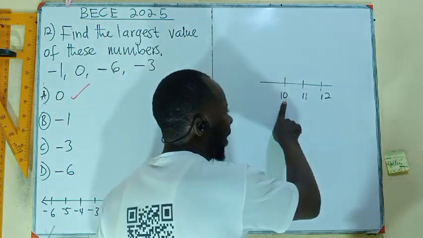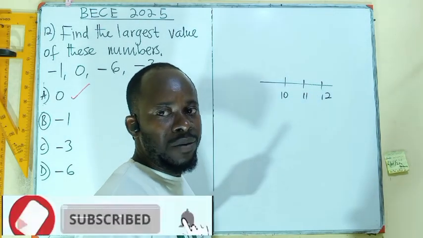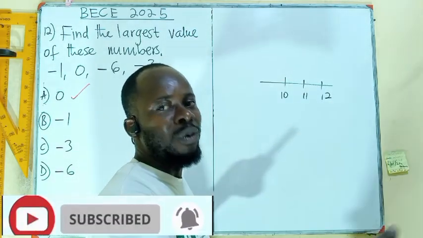As you can see, 10 is smaller than 12. Even though they're not closer, 12 is at the right side.